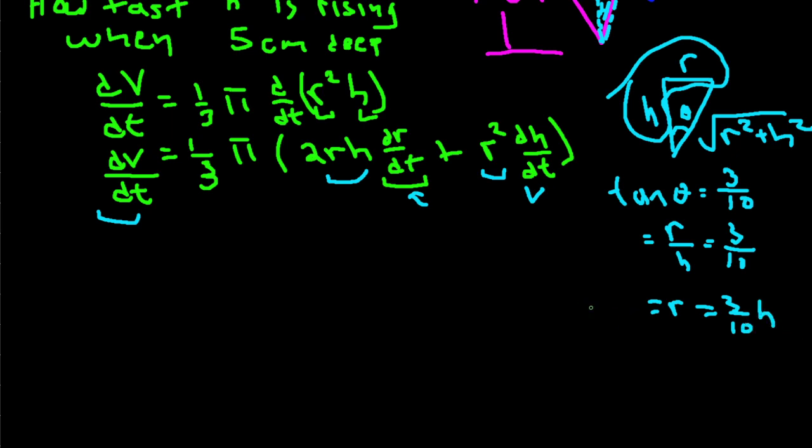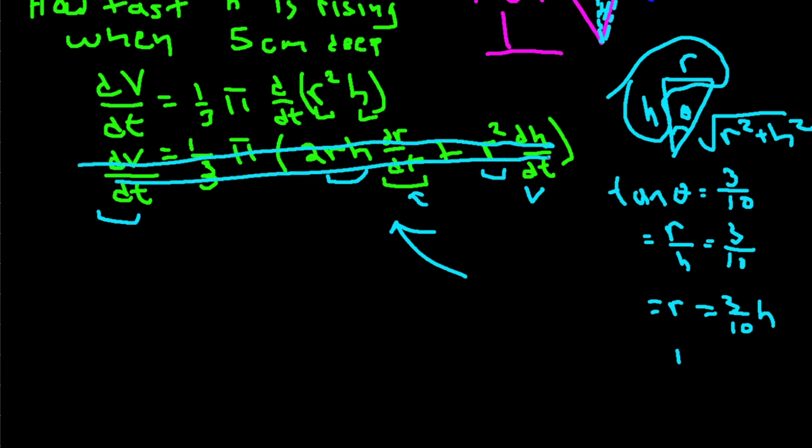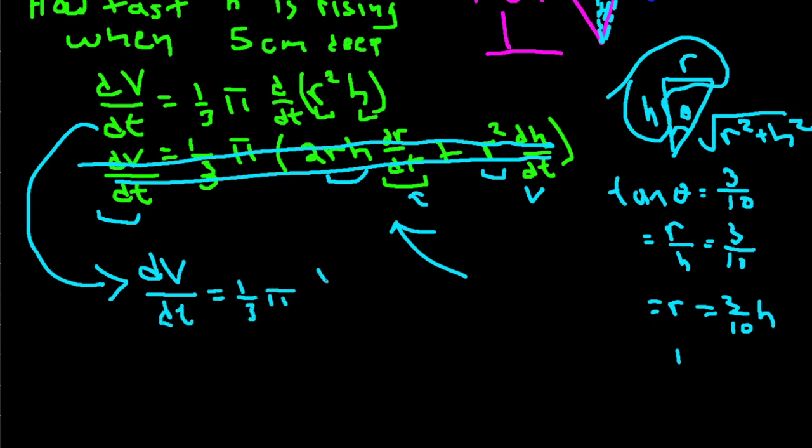So maybe I should rewrite everything over here in terms of h. That'd be way better. So I'm just going to go ahead and do that. So I'm going to go ahead and cross this part out. Move this down, and we're going to do dV/dt is equal to 1/3 pi d/dt of r squared. It's going to be now (3/10 h) cubed. So this looks a lot better now.